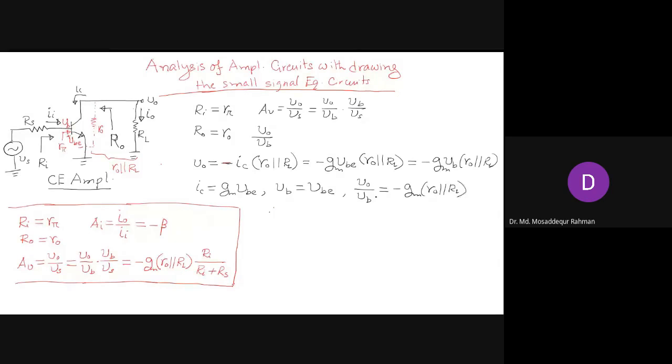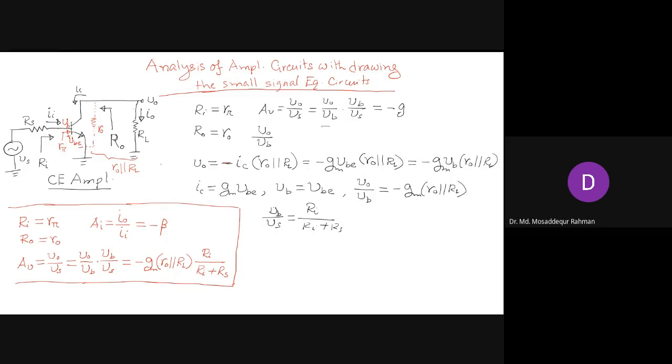So that's how we determine the first part, V naught by VB, and the second part, VB by VS, just as we have already shown in many cases for the single stage transistor amplifier. Ri is our input resistance from this point to this point, so this part is Ri and then Rs. Voltage VB is the voltage at this point. So applying the voltage division rule, we just write this as Ri divided by Ri plus Rs.